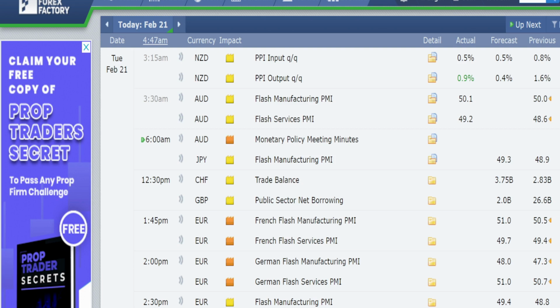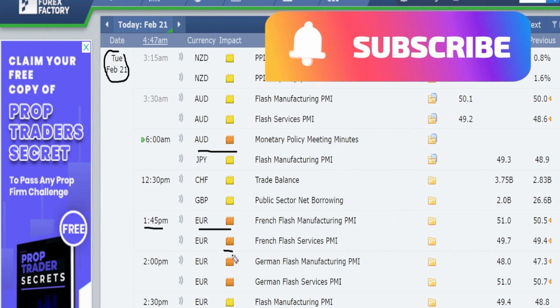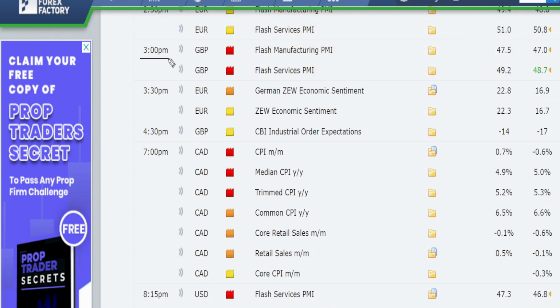And when we look at the economical events plan for today, Tuesday, February 21st, at 6 a.m. we have medium impact news plan for Australian dollar related currency pairs. Then at 1:45 p.m. we have medium impact news plan for euro related currency pairs. And at 3 p.m. we have high impact news plan for British pound related currency pairs. We have several news. Again at 3:30 p.m. we have medium impact news plan for euro related currency pairs.